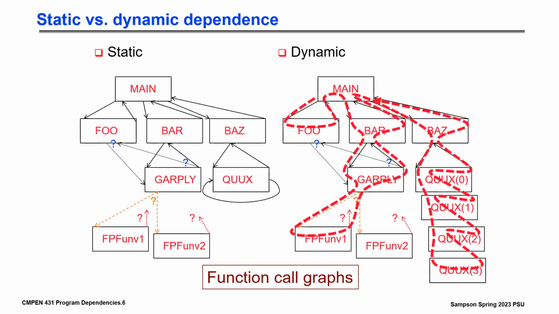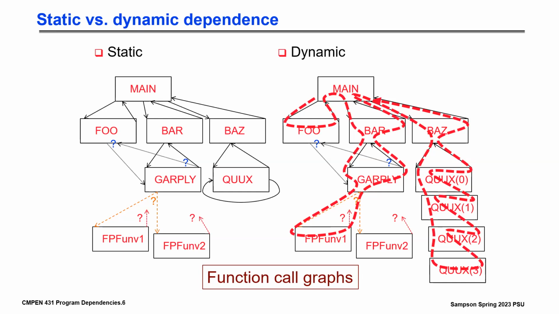Okay, so if you look at an actual execution, let's say you have the static structure of a program. You've got some function main. It definitely calls foo, bar, and baz. Bar definitely calls garply. Baz definitely calls qux, which calls itself some number of times, some recursive function. And foo may or may not, conditioned on control, if else, call garply.